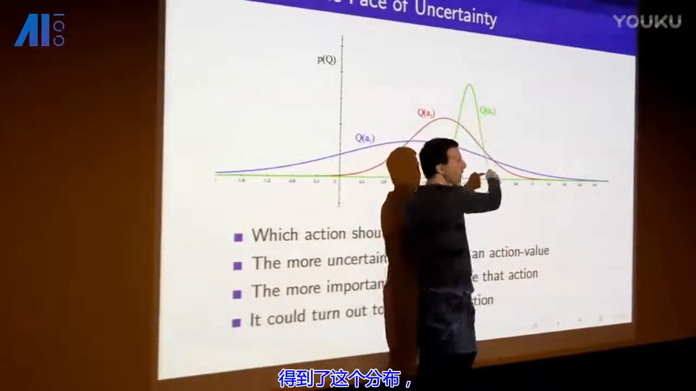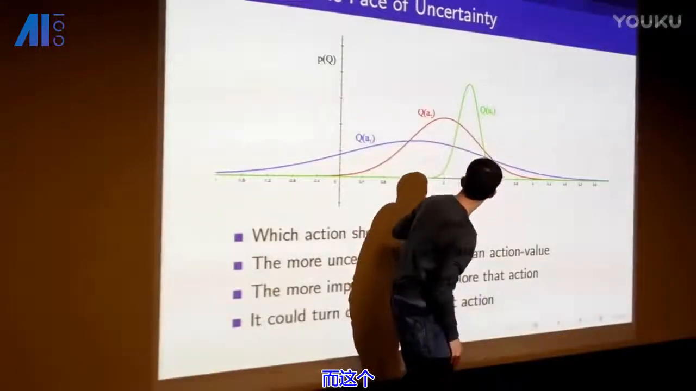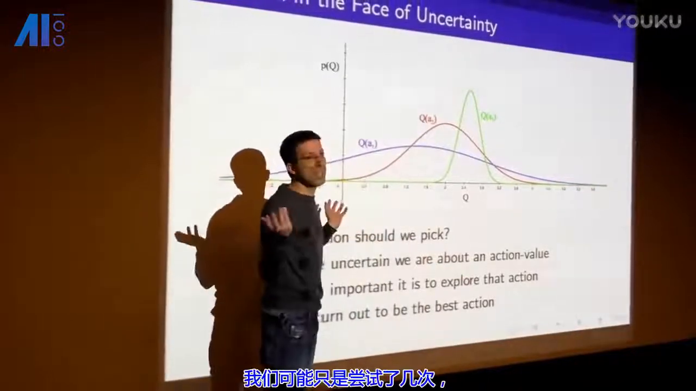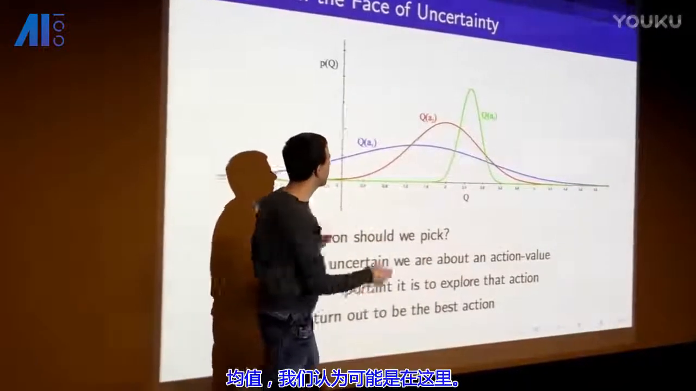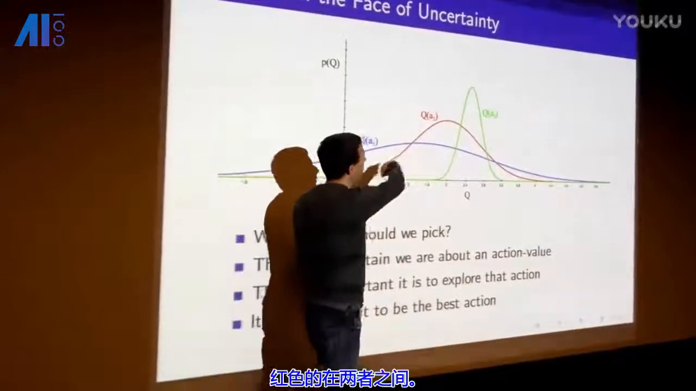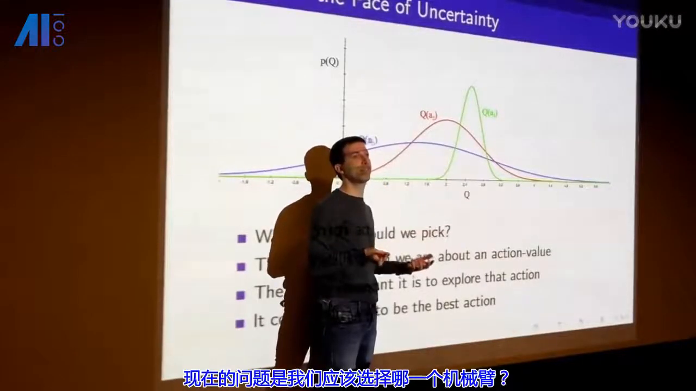So this is our distribution over Q. We believe that the mean of this arm is somewhere around, I can't read these, 2 point something. Whereas this blue one, maybe we've only tried a couple of times and we're really not sure what the mean is. We think it's somewhere around here, but it could essentially be anything. And the red one is somewhere in between. And the question is, which arm should we pick next?